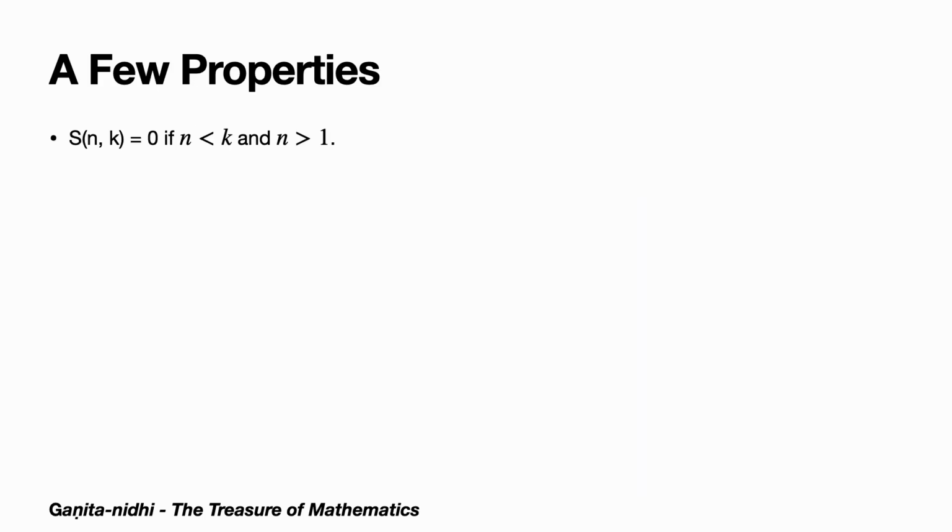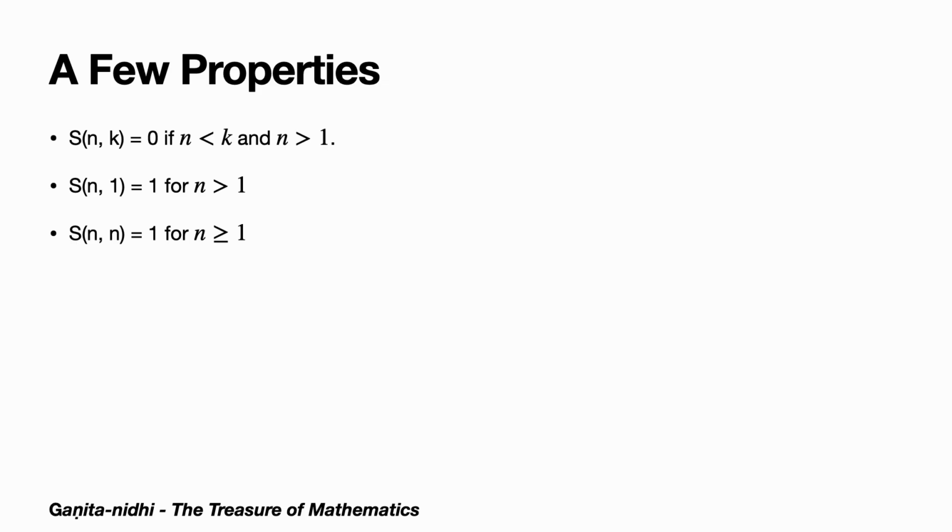Let's look at a few properties. If the number of elements is less than the number of boxes we want to put them in, there is no way to do that. So n subset k, where n is less than k, will be 0. If we just have one box and a non-zero number of elements to put in it, there's only one way to do it. That is, we put them all in one box. So n subset 1 will be 1.